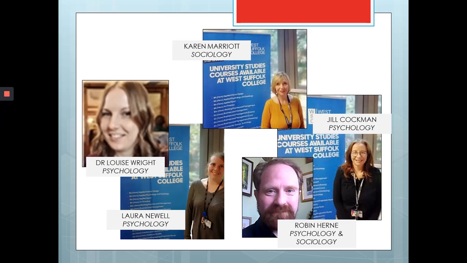Dr. Louise Wright on the left of the screen is the route leader for psychology, and she teaches a number of psychological modules which we'll touch on as we go. Laura Newell teaches psychology at level 6, so you get to meet her in the 3rd year, although you may of course bump into her in the corridor before then. Karen Marriott teaches sociology, one of the modules within the 1st year, so you'll meet her quite soon, within a matter of days.